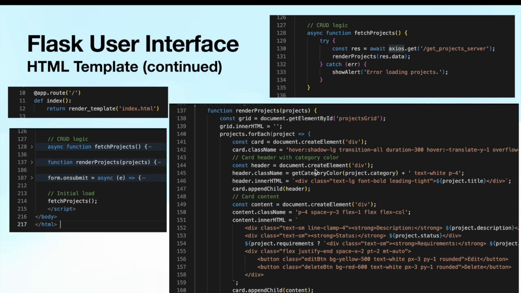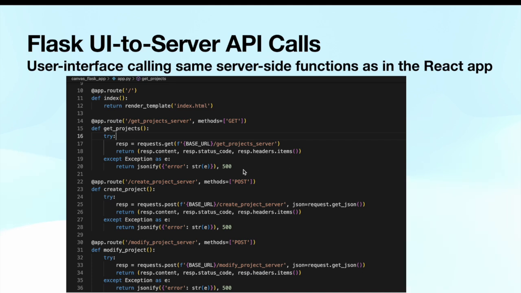Now, let's get to the really clever part. More cleverness? My brain is tingling. Flask UI to server API calls. Okay, so how does Flask handle those calls? This is where our Flask application itself acts as a proxy, Marina. A proxy? Like a middleman? Precisely. It calls the same server-side functions. The same ones from the original React app? Yes, the exact same ones in Anvil.